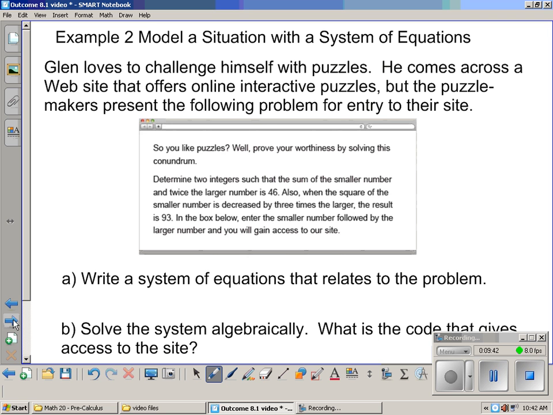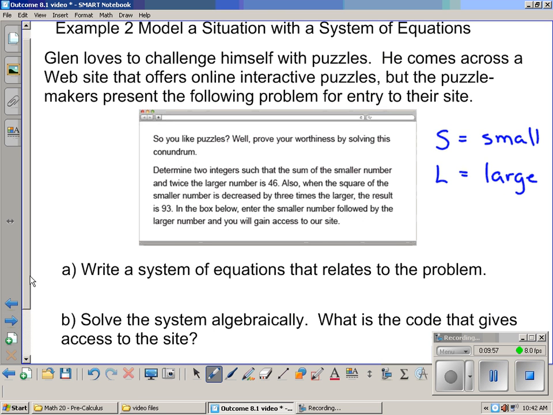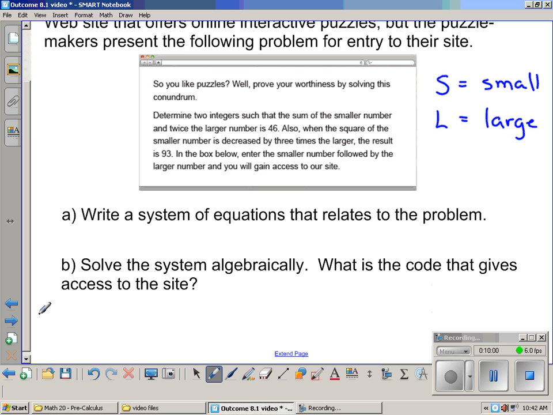So we have 2 numbers, the smaller and the larger. So s is going to be equal to our small number, and L is going to be equal to our large number. We now need to come up with 2 equations based on the information that we're given. Our question says the sum of the smaller number and twice the larger number is 46. So that's going to form equation number 1. The smaller number is s, and I'm looking for a sum, and twice the larger number. Twice the larger number would be 2L, is 46. So there's equation number 1.